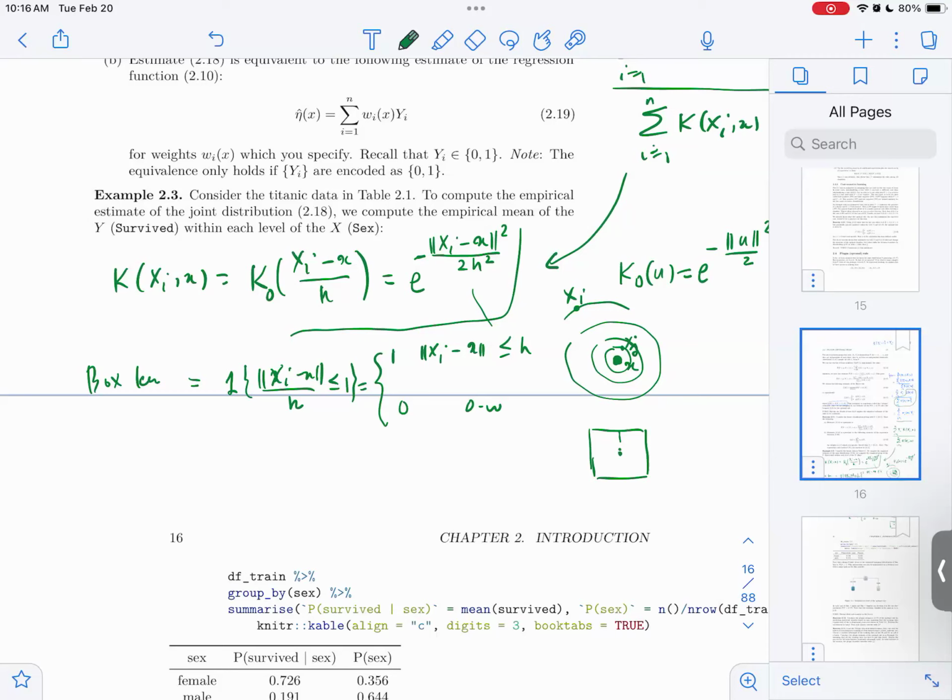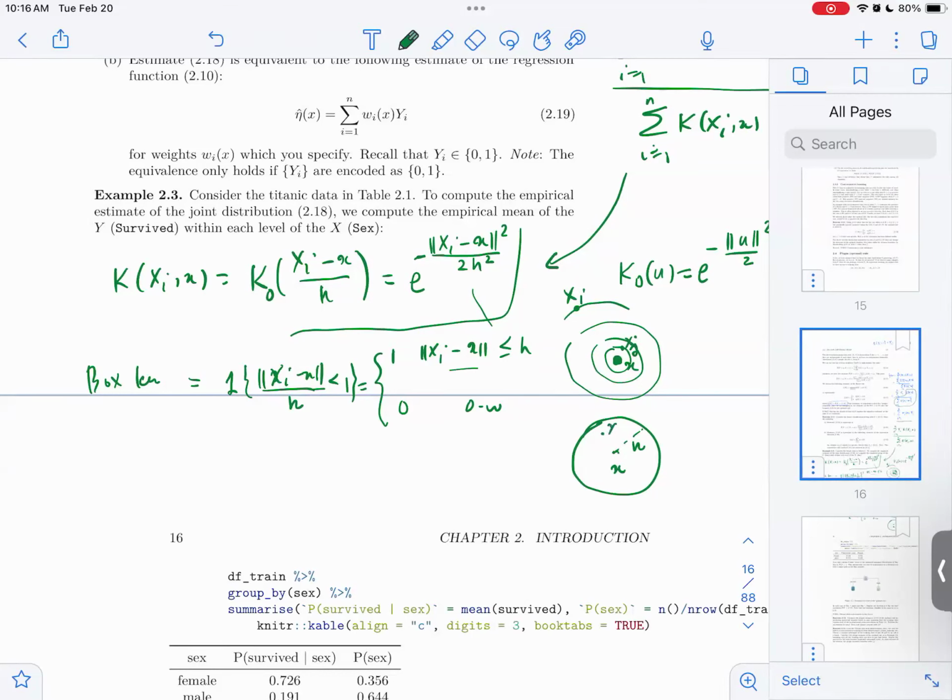It would be a box if this is the L infinity norm. The infinity norm is the maximum absolute value, so if this is the infinity norm, it would look like a box. It would be a box kernel in 1 dimension, because in 1 dimension it would be an interval. But here it would be a circle, because of the L2 norm. So this is a circle, or a spherical thing, centered at x with radius h.